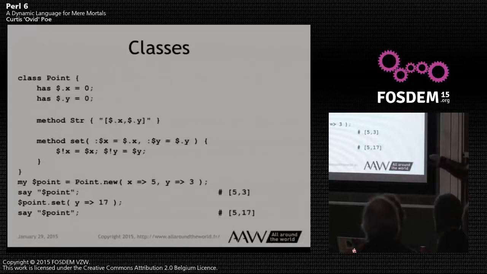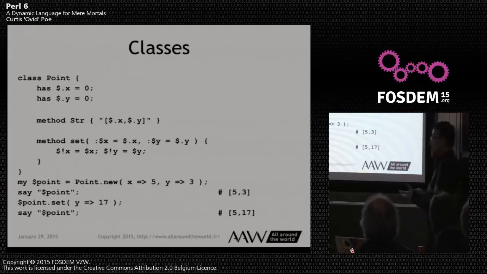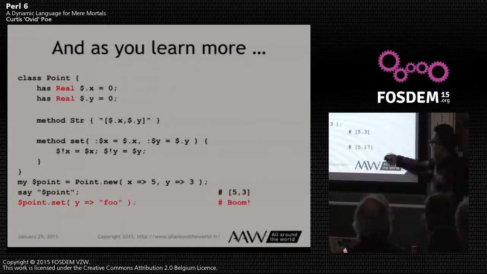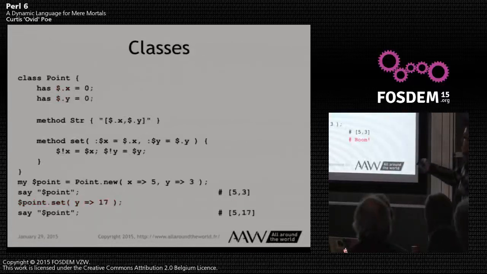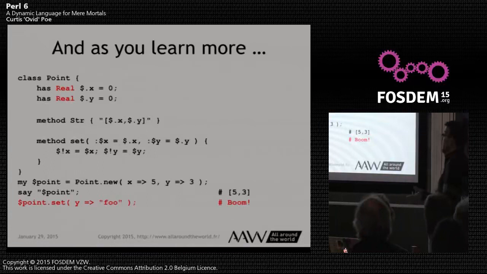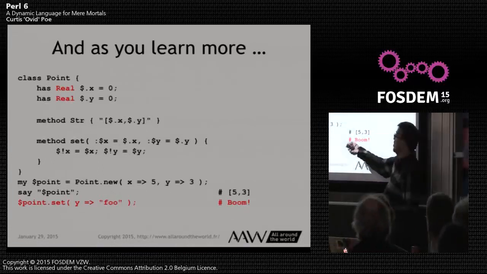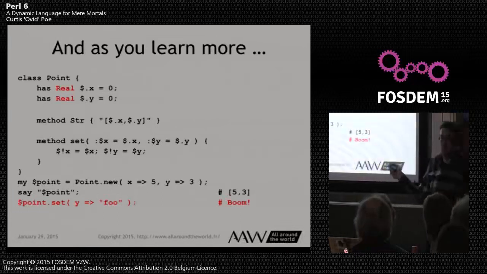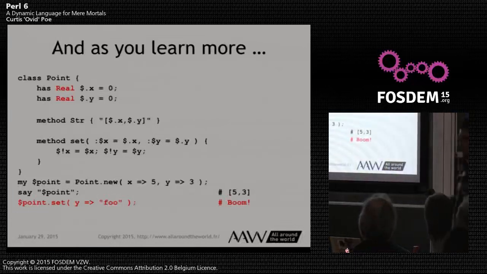So the syntax takes you a bit to get used to, but it's really not hard once you understand what's actually going on. You can actually set y to foo. We already know about gradual typing in Perl 6, so just declare y as a real if you want to. Now if you try and set y to foo, boom, it'll blow up. No extra work for validation. It works as you expect it to work.